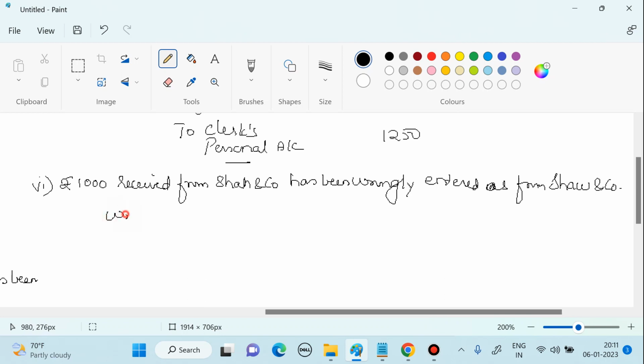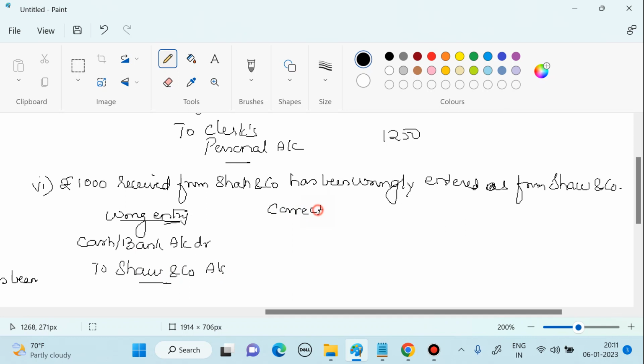Cash account debit. So wrong entry that you passed was cash or bank account debit to show the amount received. You wrote Shaw and Company, which is wrong. The correct entry would have been where you debit the cash or bank that is received to Shah and Company. So there's no problem with the cash or bank. Problem is you should have credited Shah and Company, but you credited Shaw and Company.